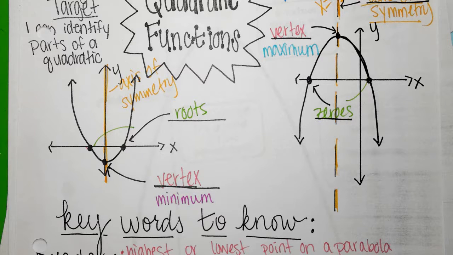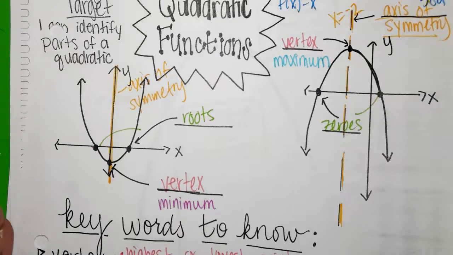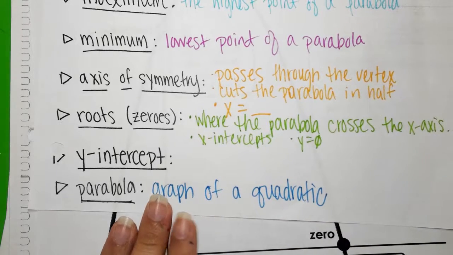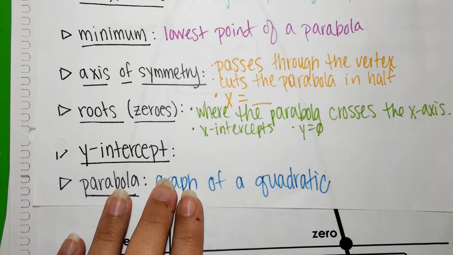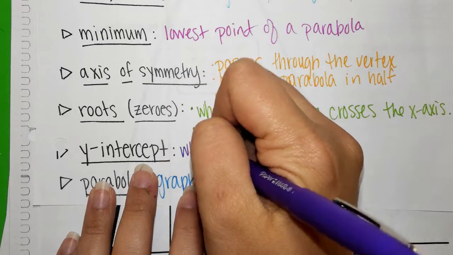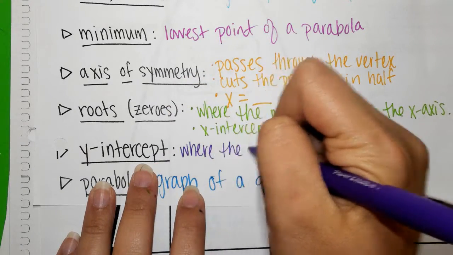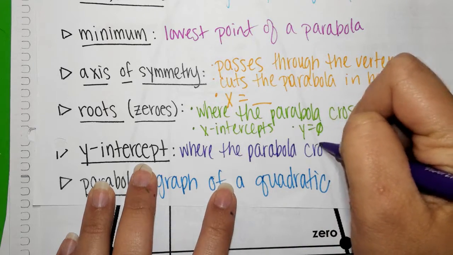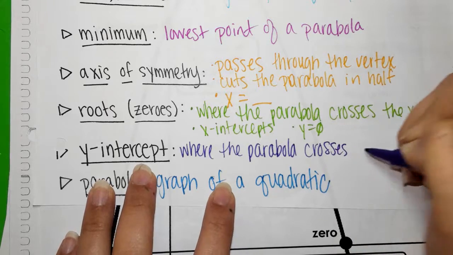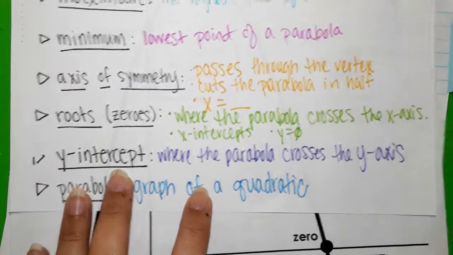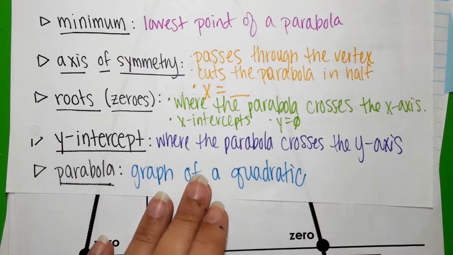Our last word is called what? Y-intercept. And what do you think the y-intercept is? Where the parabola crosses the y-axis.